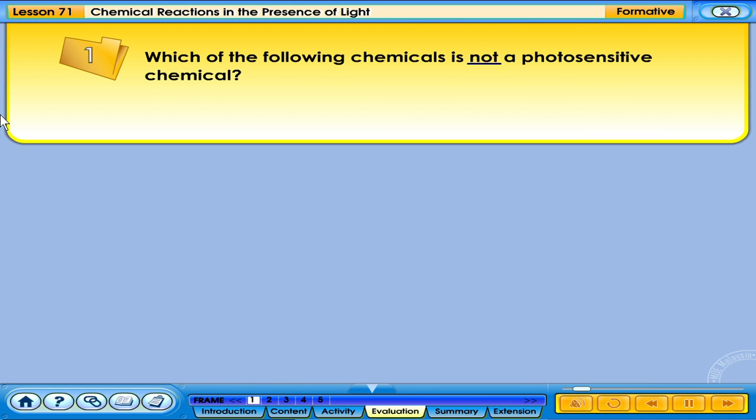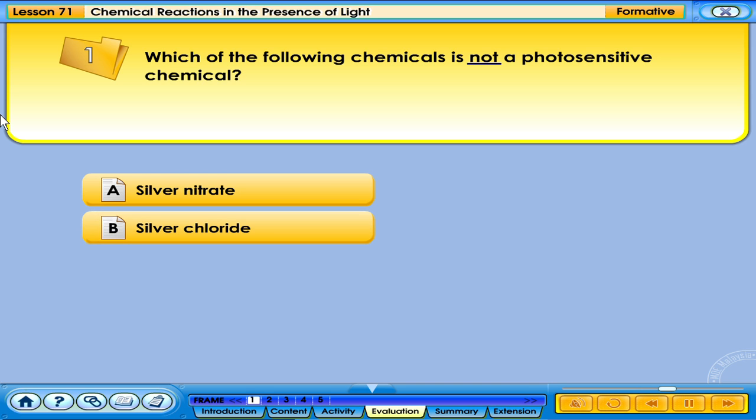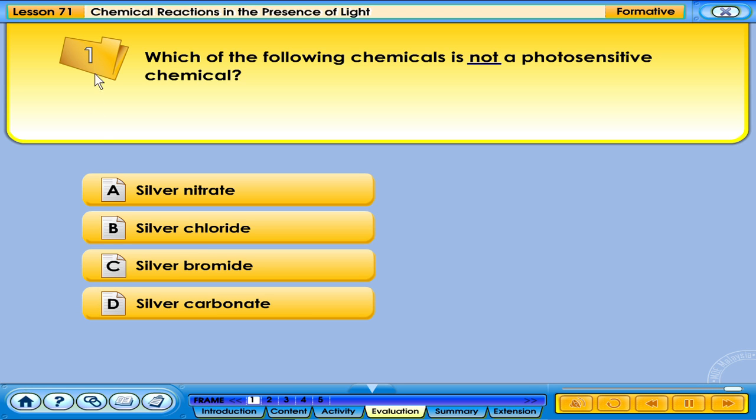Which of the following chemicals is not a photosensitive chemical? A. Silver nitrate. B. Silver chloride. C. Silver bromide. D. Silver carbonate. Your answer is correct.